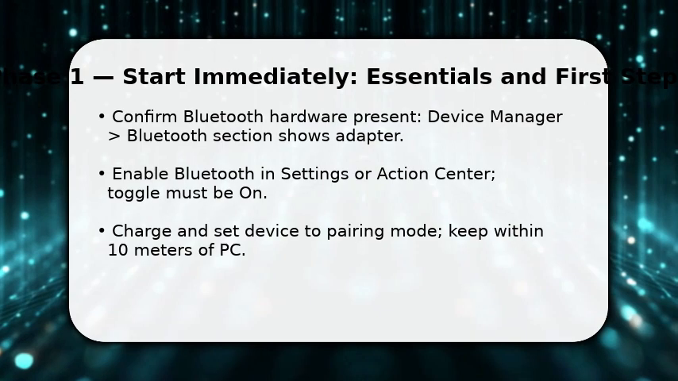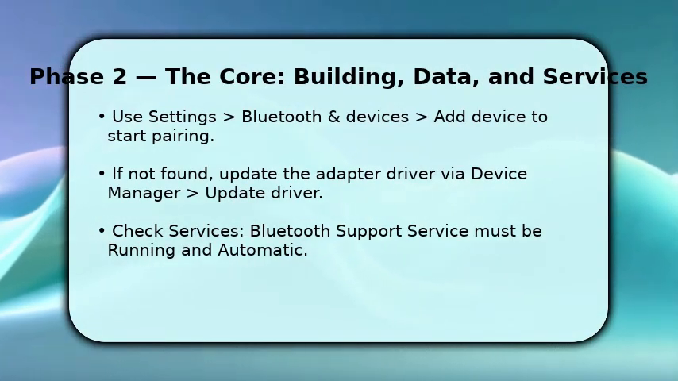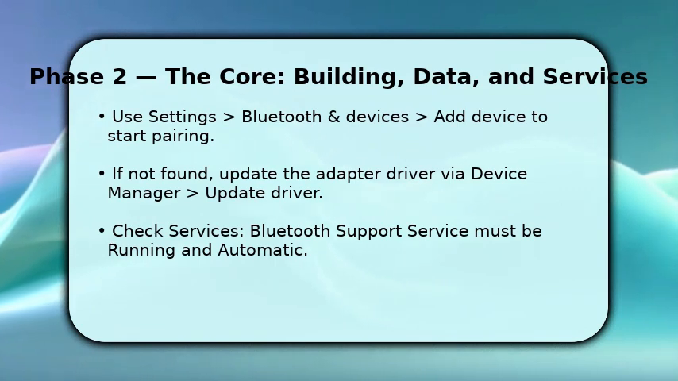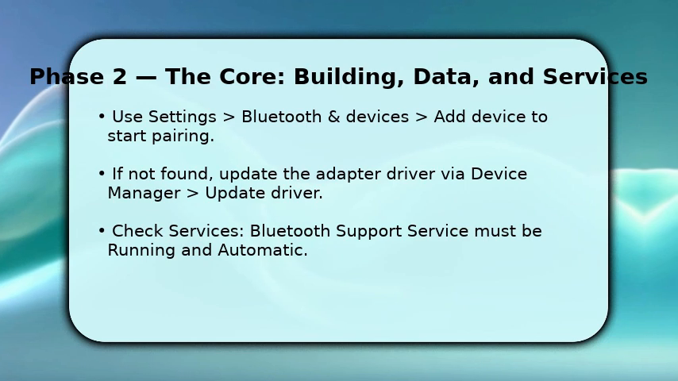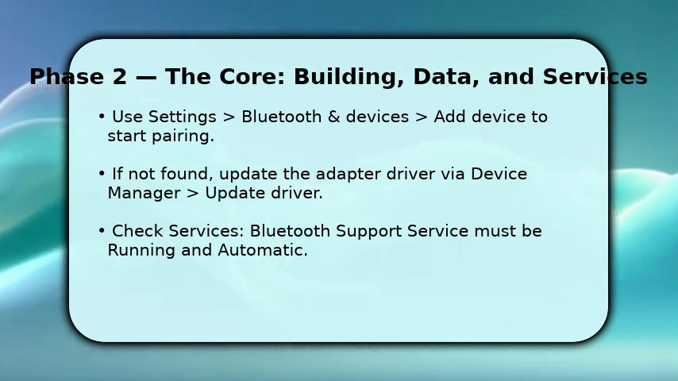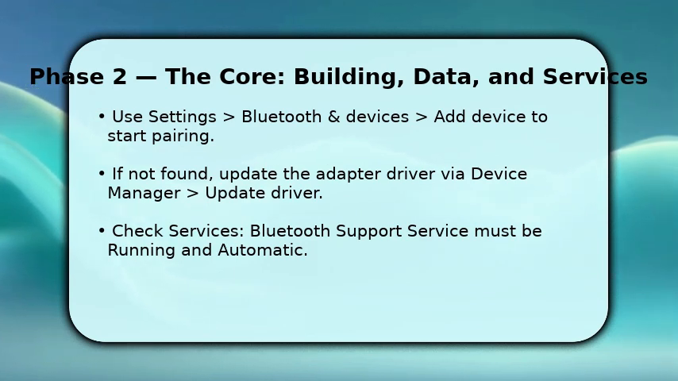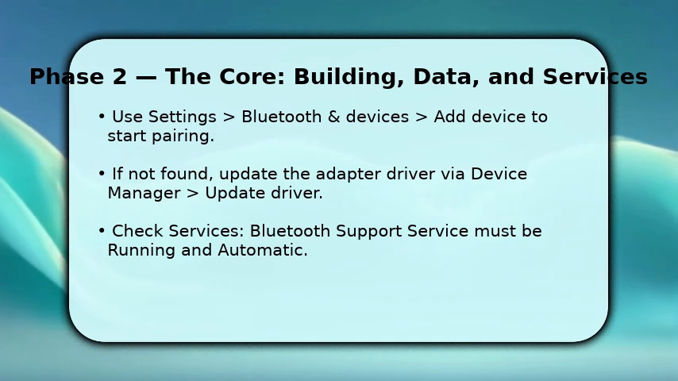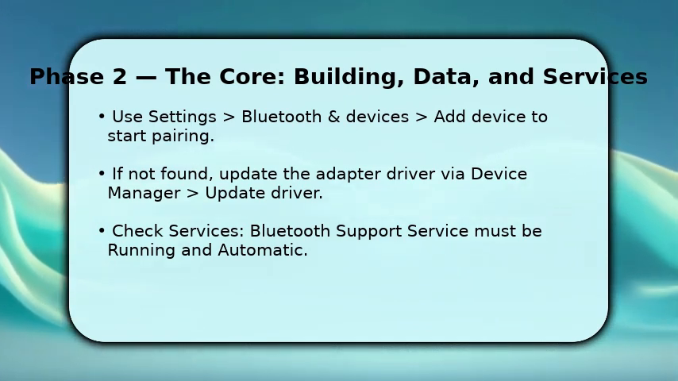Now you pair and resolve driver-level issues. Go to Settings, Bluetooth and Devices, then add Device, pick Bluetooth and select your gadget. Accept any PIN prompts. If the device doesn't appear, update or reinstall the adapter driver from Device Manager to fix compatibility or corrupted files. Also, make sure Bluetooth support service is set to automatic and running. If it's stopped, Windows won't manage connections. These steps force Windows to handle profiles and audio codecs, which is why drivers and services matter.